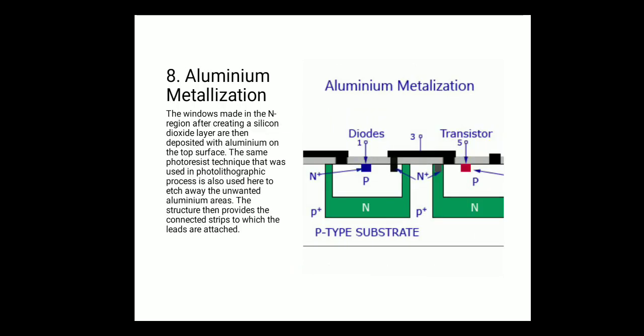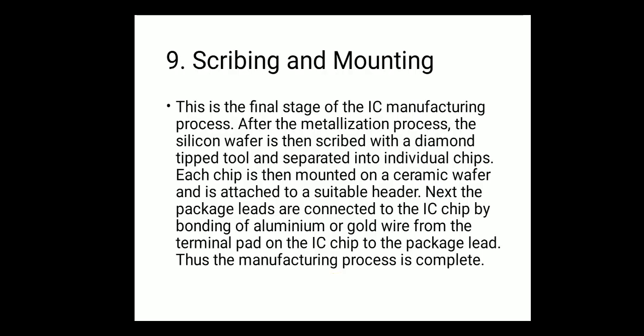Now, aluminum metallization. In this process the IC chip is now complete with all the active and passive devices, and only interconnection between the various components has to be made. So this further enters the process of formation of a new SiO2 layer, and a new set of contacts has to be made. Next one is the scribing and mounting.